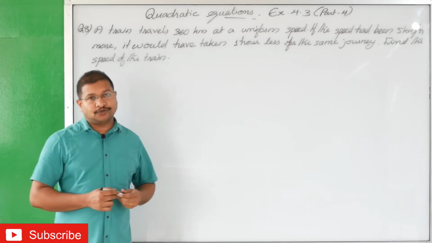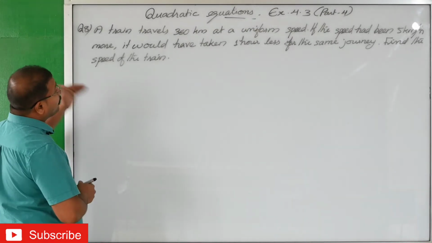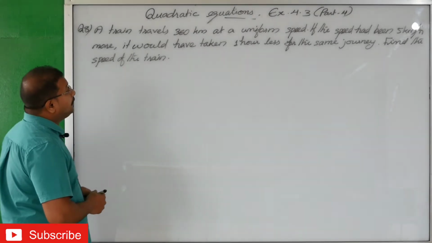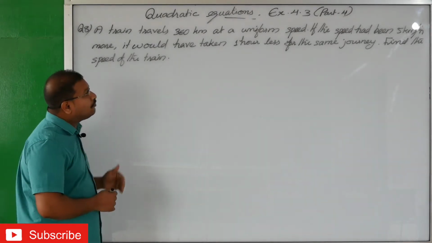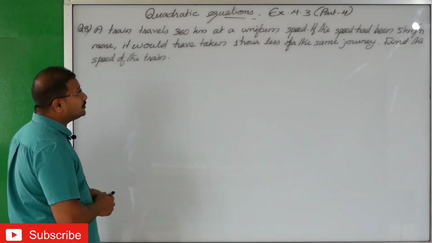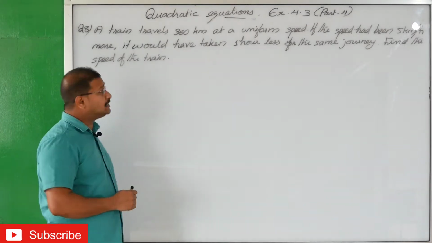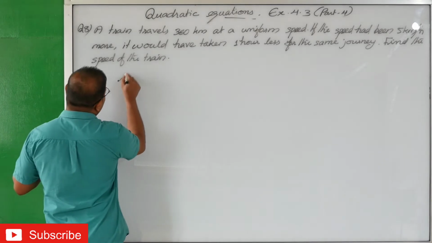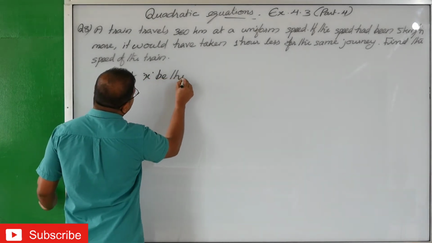Okay, let's see the next question. Question number 8. I'll read the question once. A train travels 360 km at a uniform speed. If the speed had been 5 km per hour more, it would have taken 1 hour less for the same journey. Find the speed of the train. See, what you want to find out, that will be taken first. Means we want to find the speed of the train. That means we'll write, let x be the speed of the train.